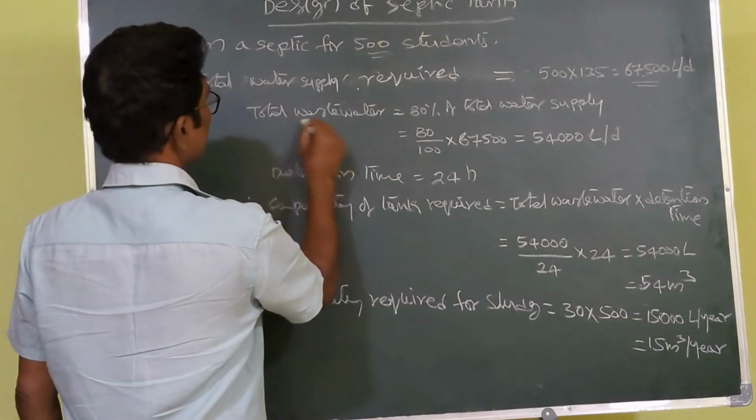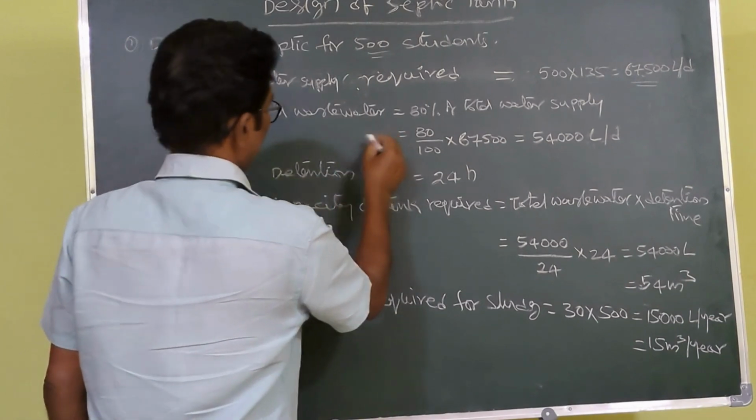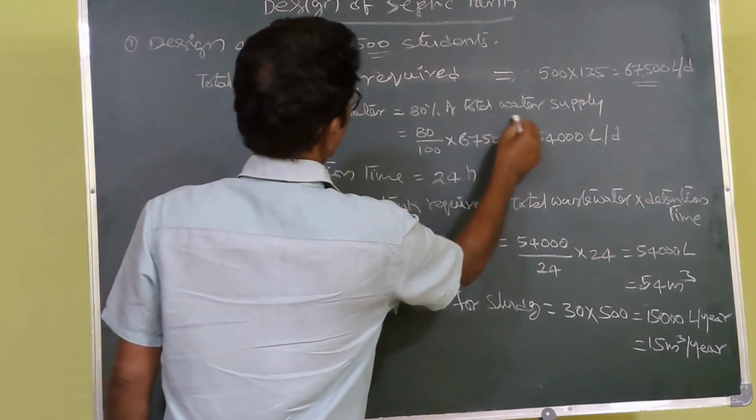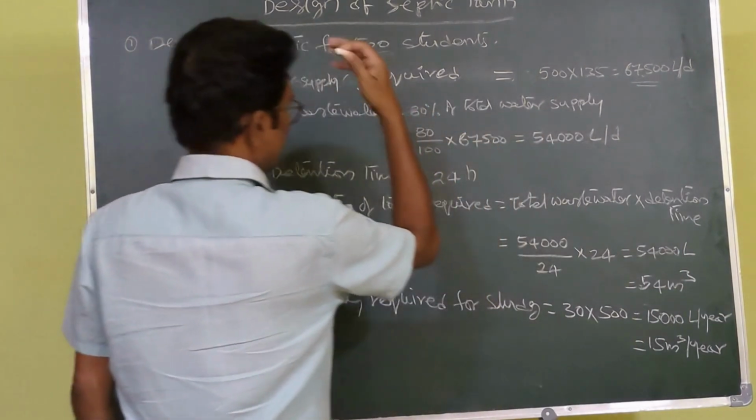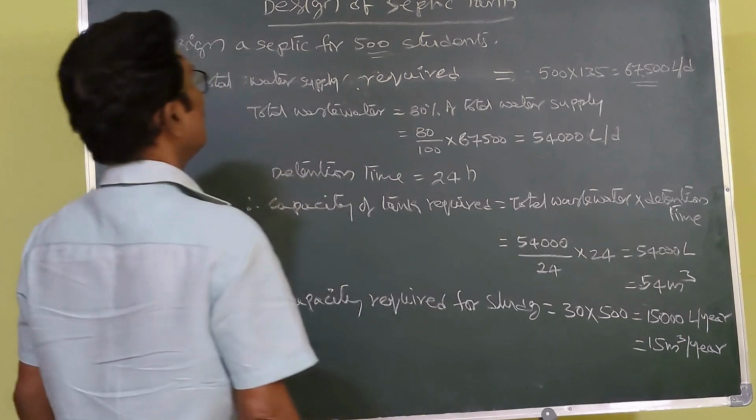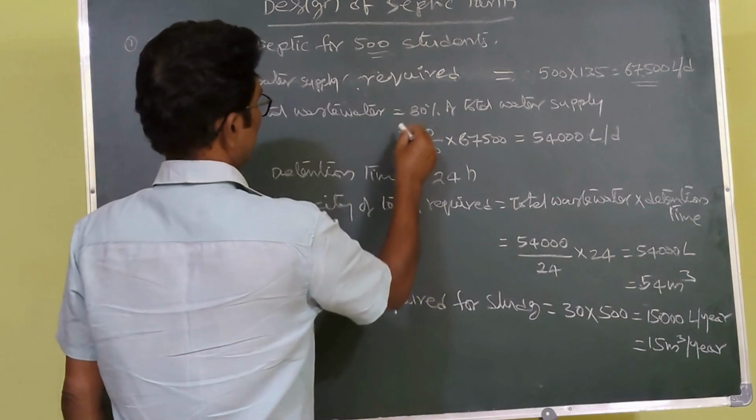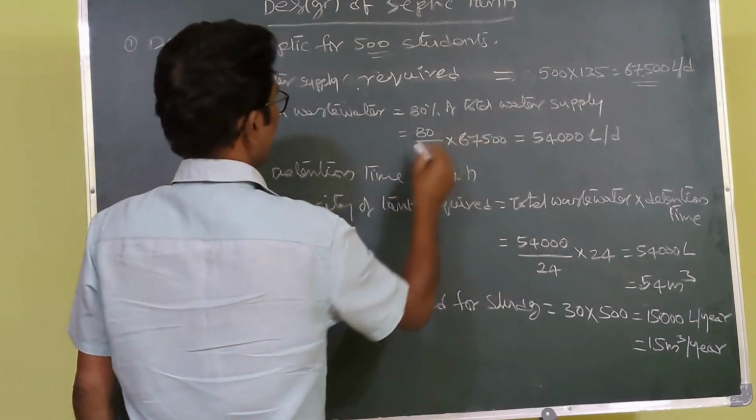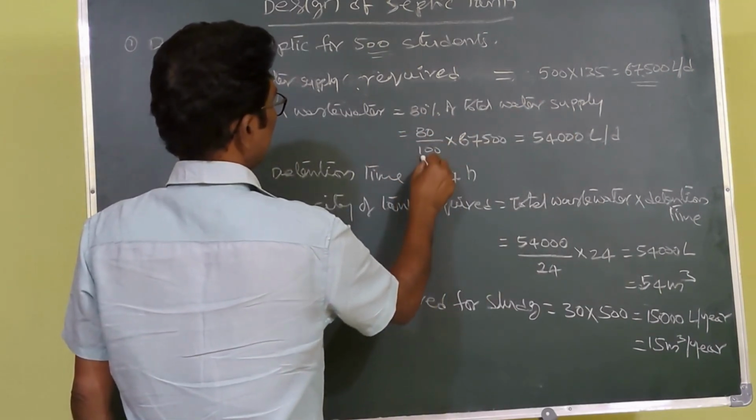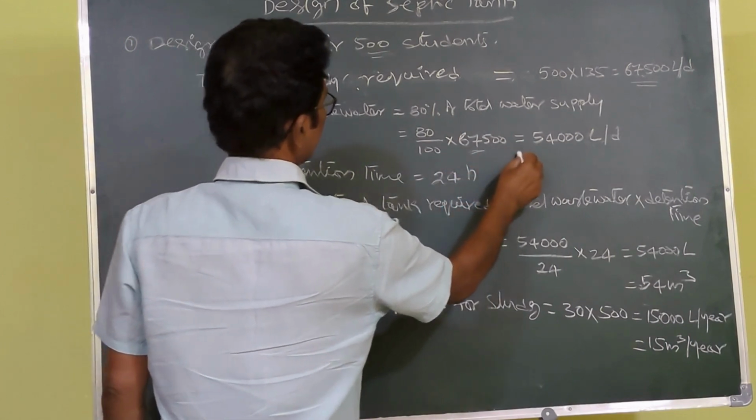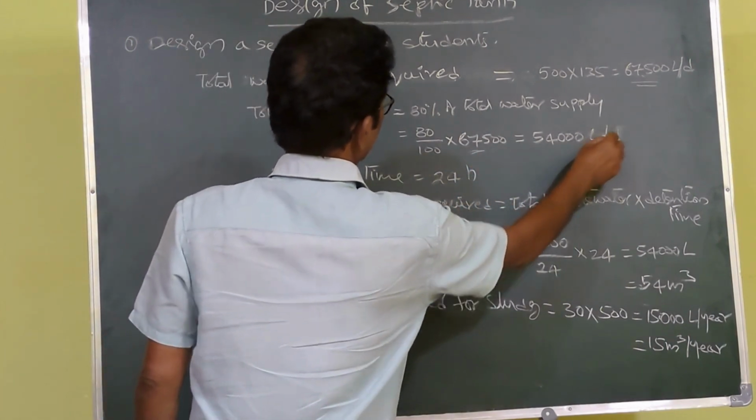Next, the total wastewater is to be calculated. That is equal to 80% of the total water supply, as we assumed. So 80 by 100 into the total water supply of 67,500, that is equal to 54,000 liters per day.